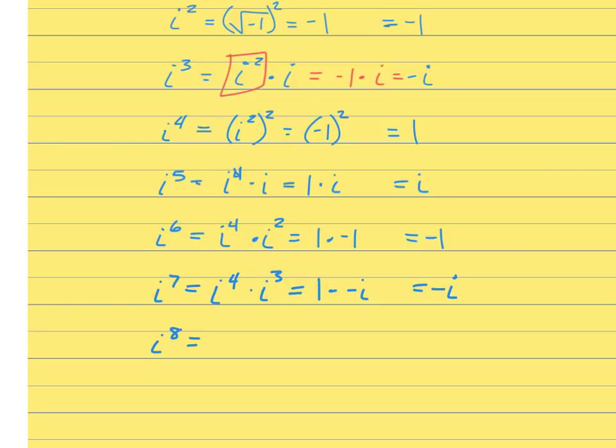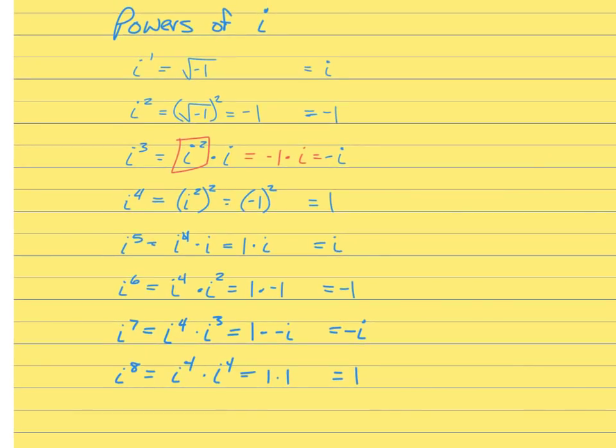And then lastly, just to round out the pattern, i to the eighth is i to the fourth times i to the fourth. Well, that'd be 1 times 1, which is just 1. And you see here, if I back up just a little bit, we've got a pattern. We have i, negative 1, negative i, 1. i, negative 1, negative i, 1. And that pattern continues to go on forever and ever.